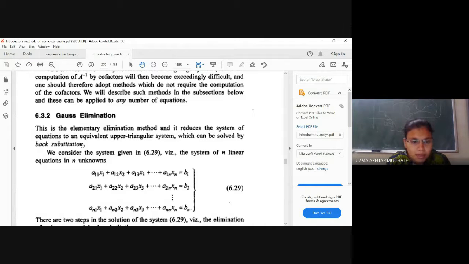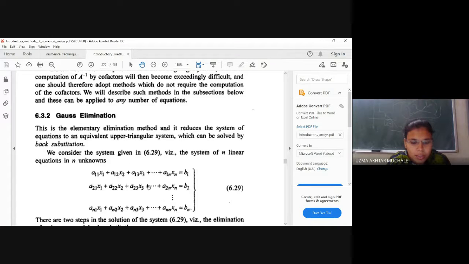This is the elimination method, and it reduces the system of equations to an equivalent upper triangular or lower triangular system. Upper triangular means all the lower triangular entries will be zero. Or if you reduce to a lower triangular, the upper triangular entries will be zero. And this makes the system easy to solve.